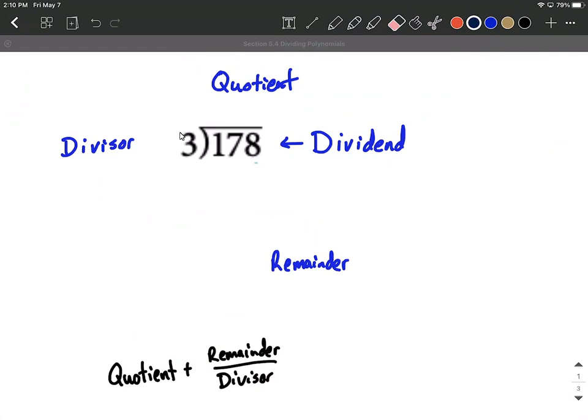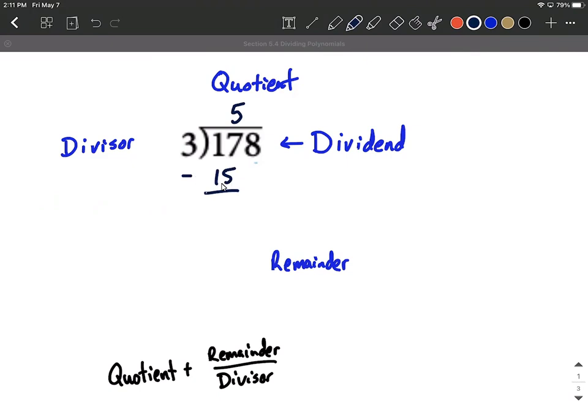First of all, you think to yourself, how many times does 3 go into our first digit, the 1? It doesn't. So then we look at the 17 and we say 3 times what makes 17 or gets us as close to 17 as possible. So in this case, 3 times 5 gets us as close as we can to 17. So we put the 5 up above in the quotient, and then we multiply. We take 5 multiplied by 3, and we get 15, and that gets set down below the 17.